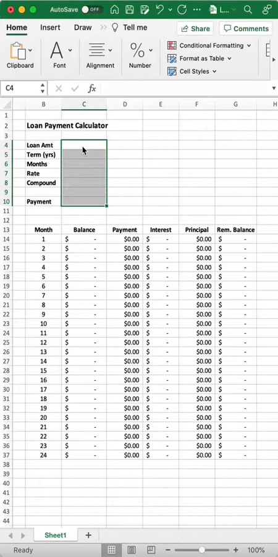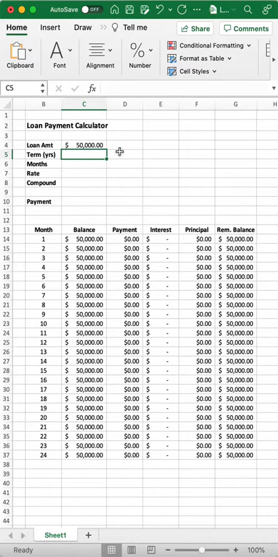Okay, so let's come up with a theoretical situation here. You're buying a new car for $50,000, okay? You're going to be aggressive. You're going to pay this off in 2 years because you don't want to pay as much interest. You're going to make payments monthly. So we're going to multiply 2 by 12 for 24 months in the term.